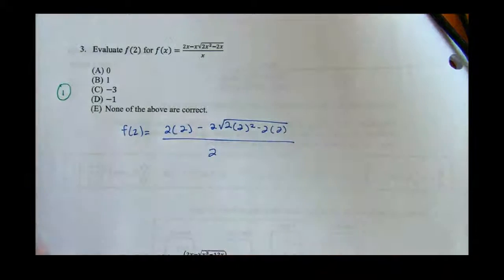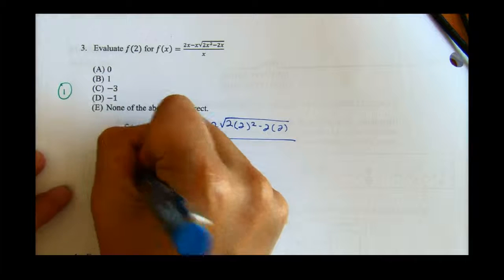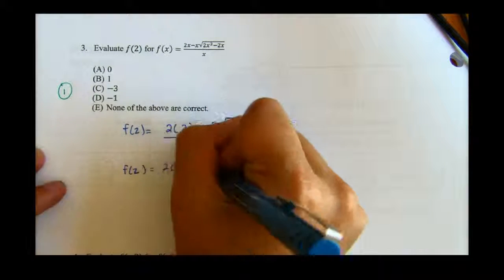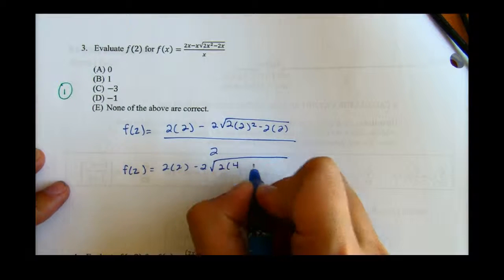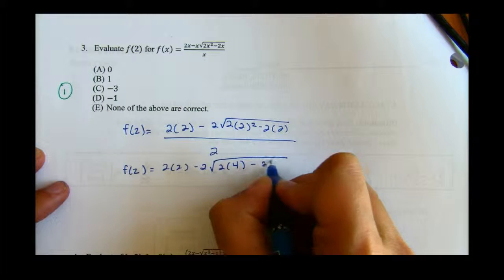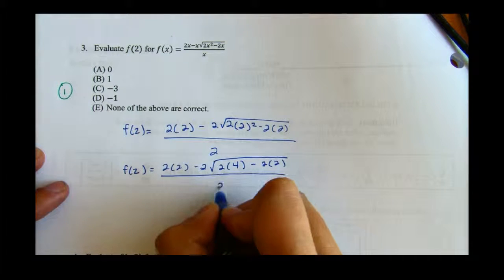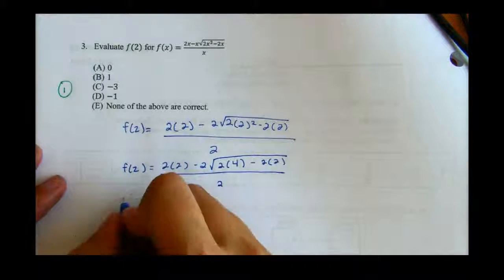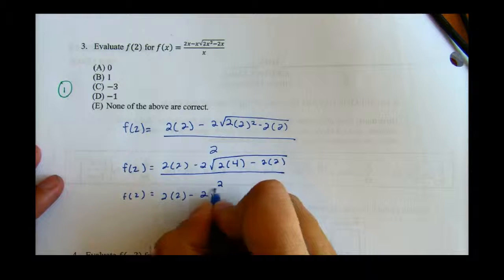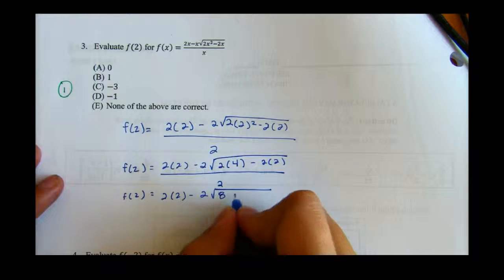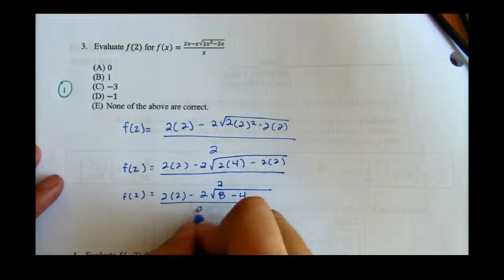2. Okay, I've got to follow my order of operations with this problem, so I'm going to do what's in my square root first, because that's essentially the same thing as parentheses. So f of 2 equals 2 times 2 minus 2 times the square root of 2 times 4 minus 2 times 2 all over 2. This is the same thing as 2 times 2 minus 2 times the square root of 8 minus 4 all over 2.